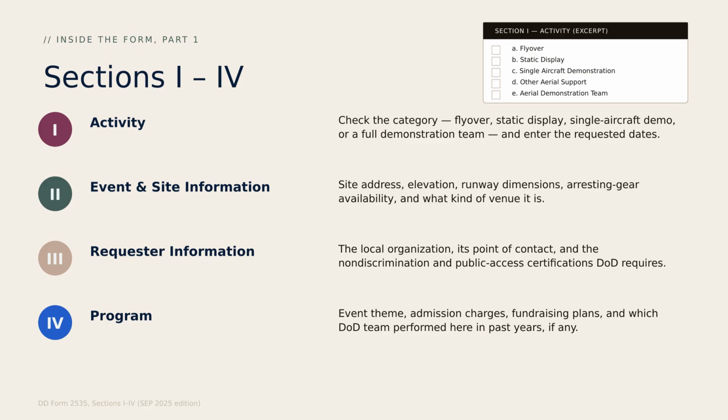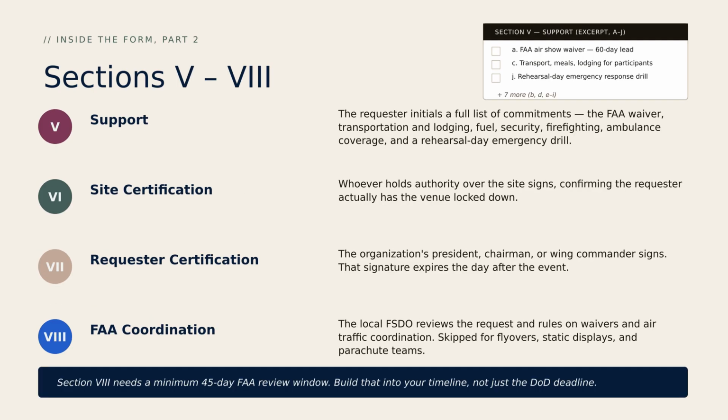Section 8 is FAA coordination, handled by the local flight standards district office, and it runs on its own clock. A minimum 45-day review window, separate from whatever deadline DoD sets for the team request itself. As you'll see on the next two slides, that DoD deadline is either 1 or 2 years out. The FAA's 45 days is a floor, not a substitute. Track both timers independently.